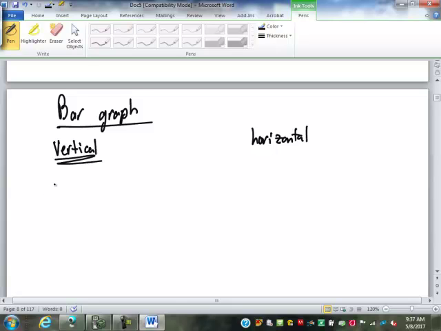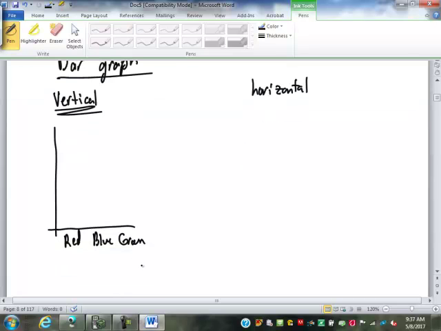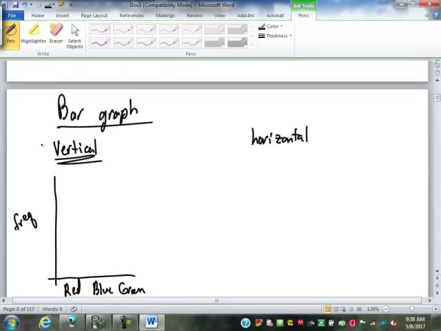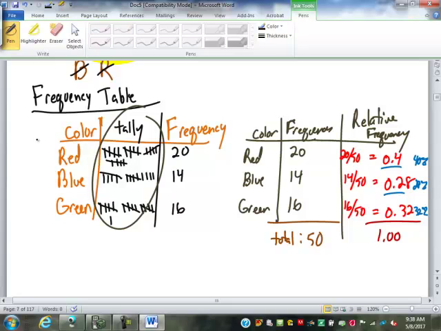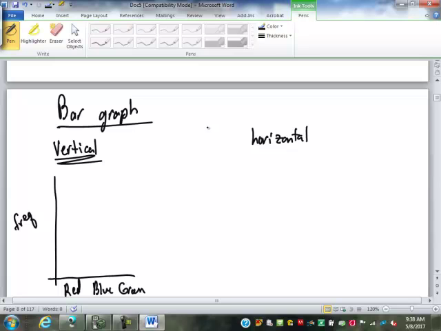In a vertical bar graph, the bars go vertically. So the categories go along the bottom. So we'd have red, blue, and green. And of course, we have to label that as favorite color. And of course, this is going to be frequency. And we have to make sure we label this axis so that it goes up to the highest number. So the largest number is 20. We have to make sure that axis goes up to at least 20.